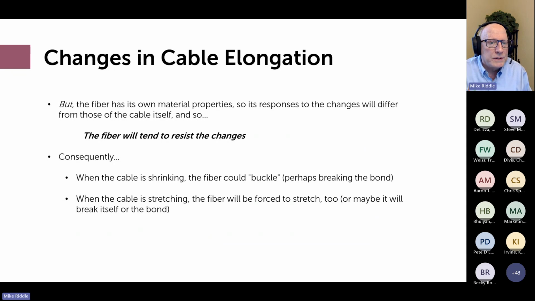And specifically, what's going to happen is the fiber is tending to resist the changes. So when the cable is shrinking, the fiber could buckle, perhaps breaking the bond. And when the cable is stretching, the fiber is forced to stretch too. It's trying to resist. And so that could lead it to break itself or break the bond.